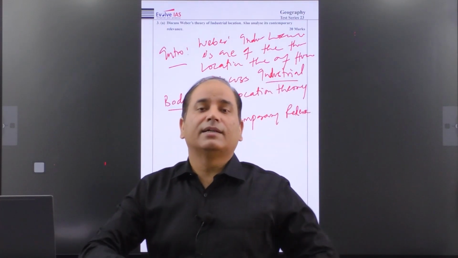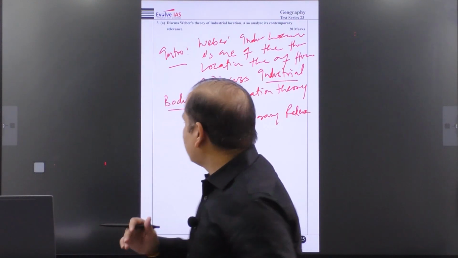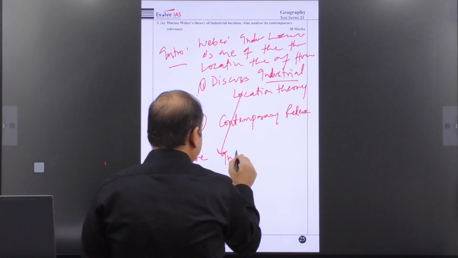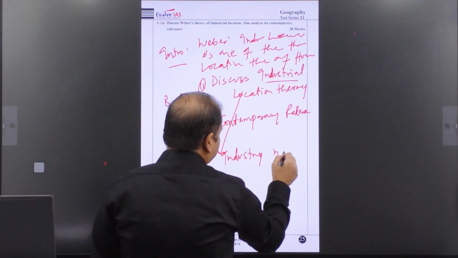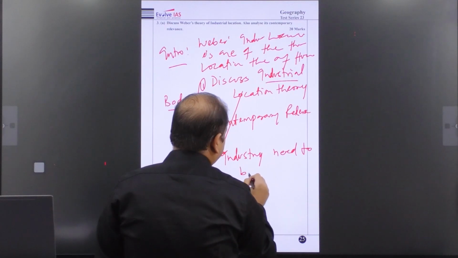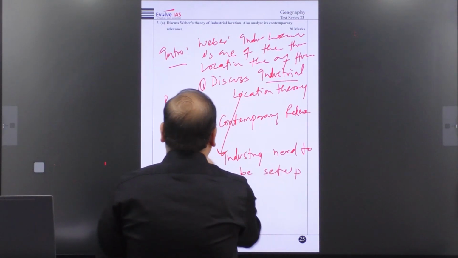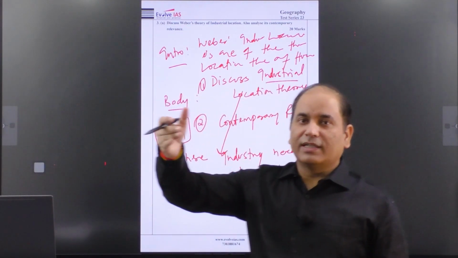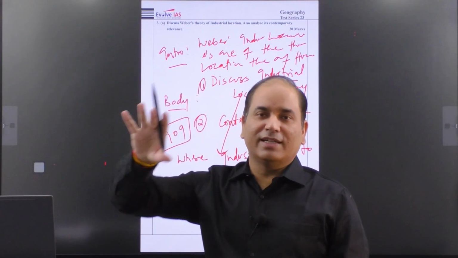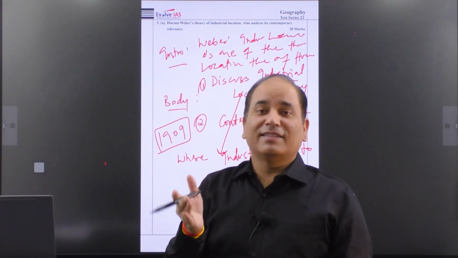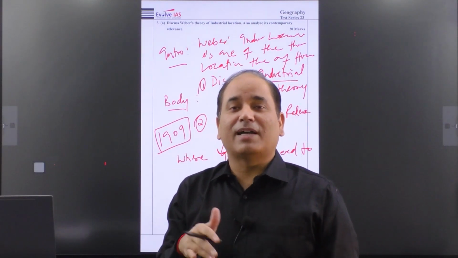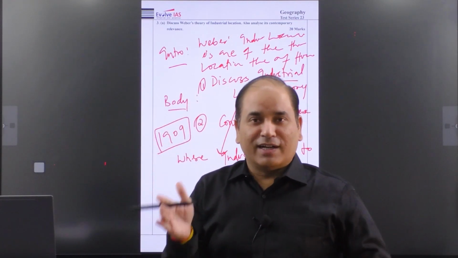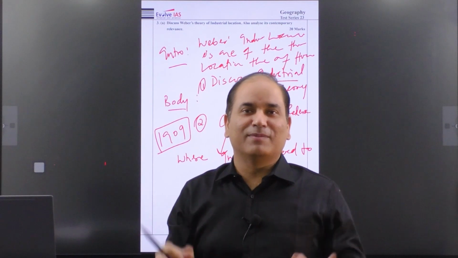The concept is only to suggest where an industry needs to be set up. Weber gave this concept in 1909, in the earlier part of the 20th century. And this question is still very relevant even after almost 114 years.